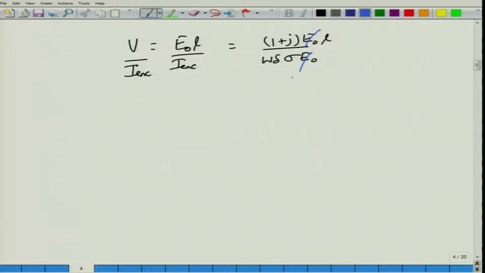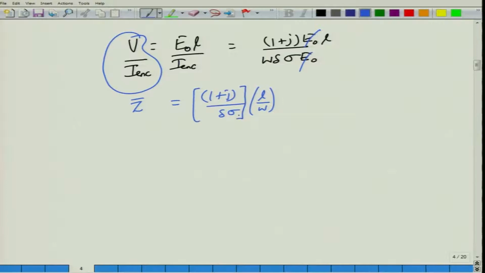E0 is cancelled on both sides. So what I obtain is 1 plus j divided by W delta sigma, or rather I will rearrange this one. So let me say (1 plus j) by sigma delta times L by W. And what is the ratio of voltage to the current, potential difference to the current? This has to be the impedance, and in this case the impedance turns out to be complex, right. But notice we are not done yet.